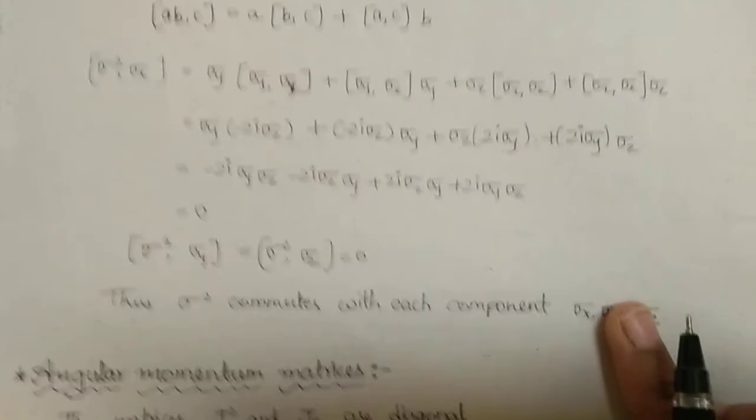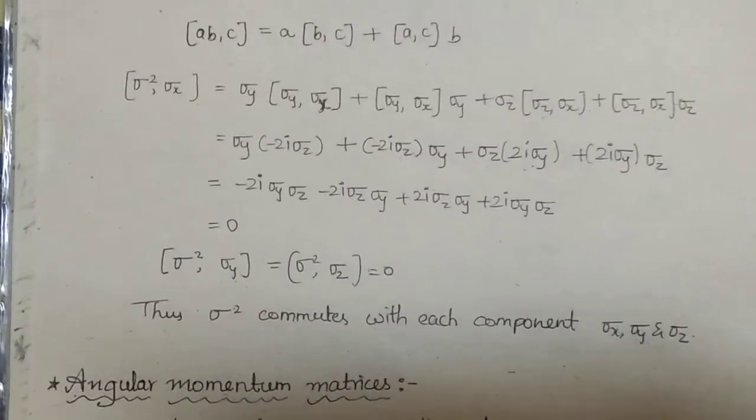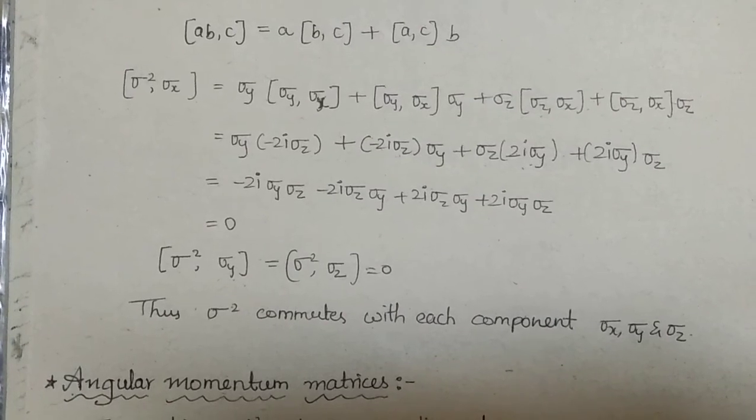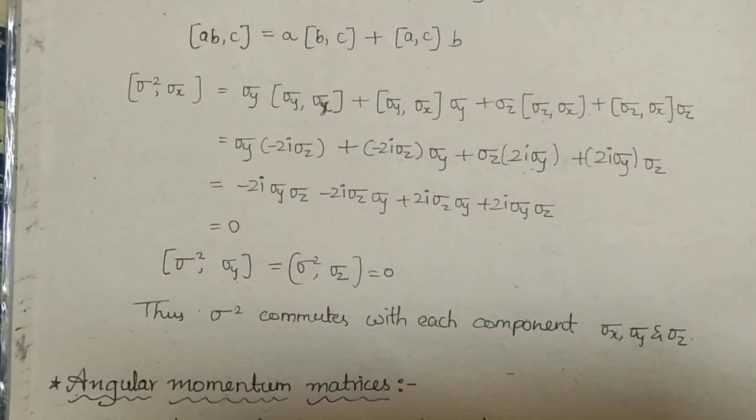So this is nothing but Pauli spin matrices and their properties and their simple commutation relations.